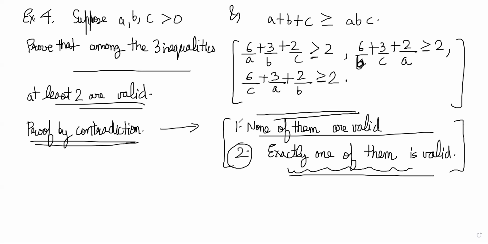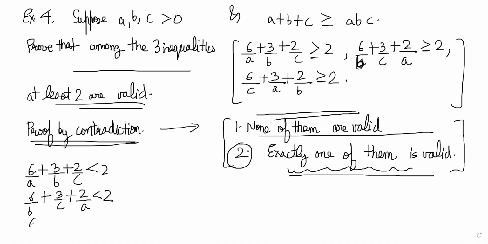So case one, I will show you the contradiction. If none of them is valid, you have the inequality 6 by a plus 3 by b plus 2 by c is less than 2. And you have 6 by b plus 3 by c plus 2 by a is less than 2. And you have 6 by c plus 3 by a plus 2 by b is less than 2. If you add all these three inequalities, why are we saying less than 2? Because we know none of them are valid. So it has to be less than, not greater than or equal to.